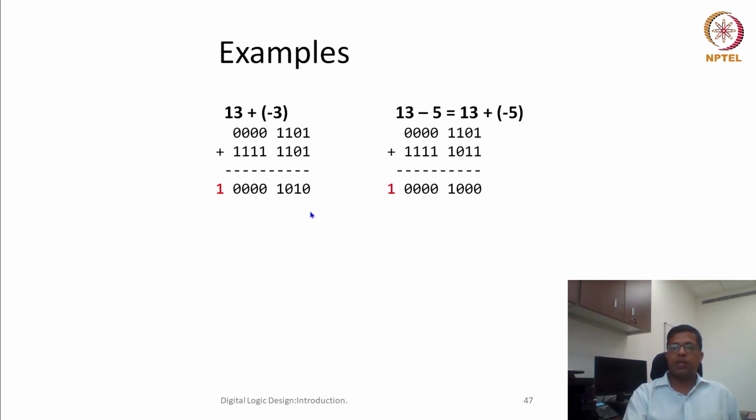Let us see another example. Let's say I want to subtract a number, 13 minus 5. Again what I'll do is take 13 and then take 2's complement of 5 and then add these two numbers. So essentially all subtraction would be converted into addition. Because negative numbers would be represented in 2's complement form, everything is addition here. In the same way, if I do this subtraction, I would get a correct result here.